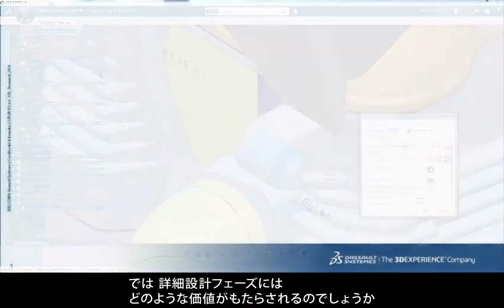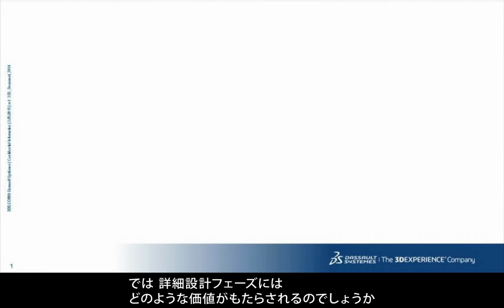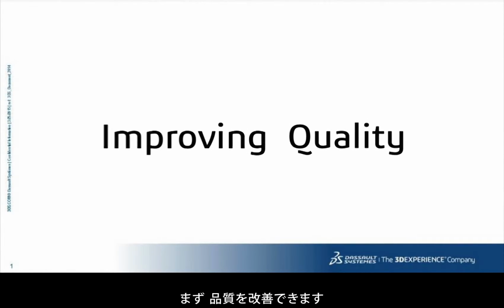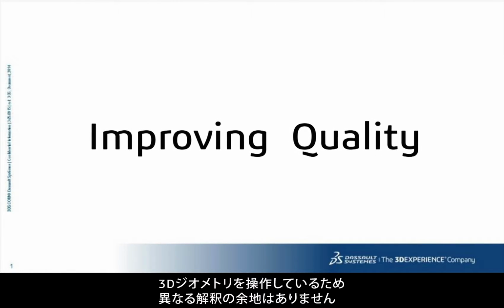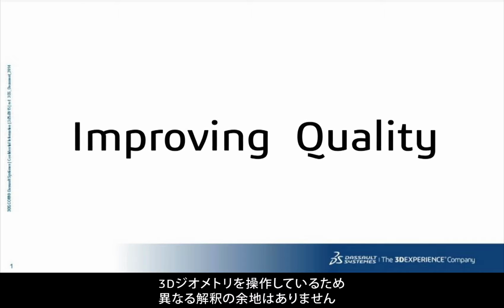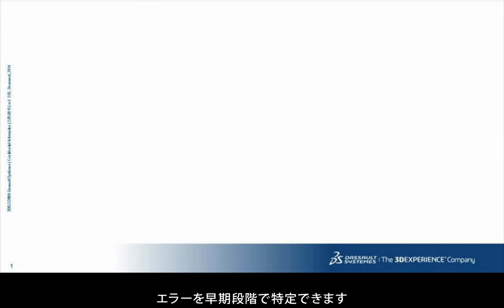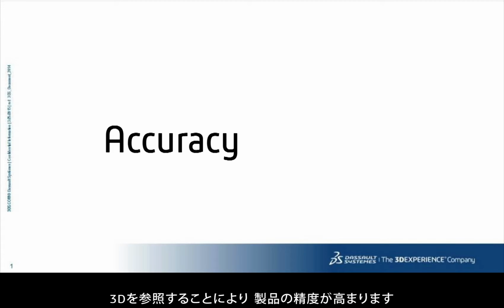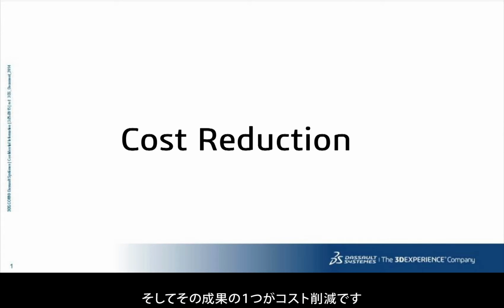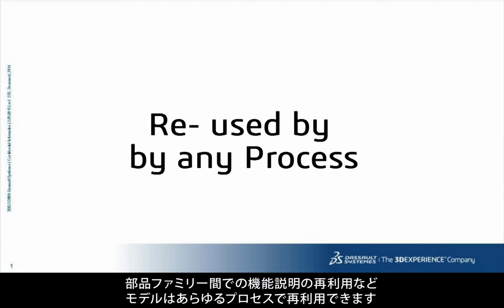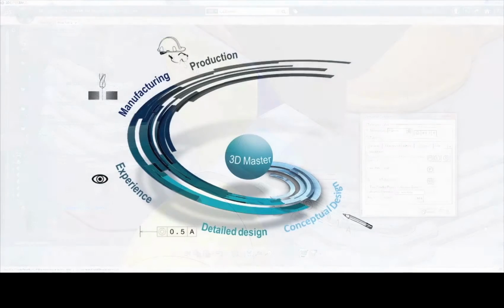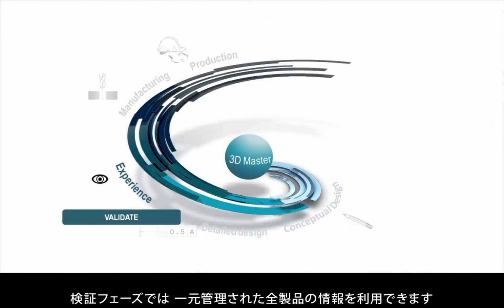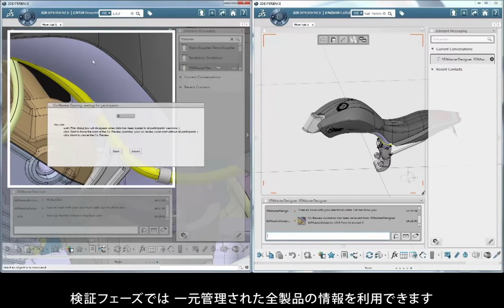So what value are we bringing to the detailed design phase? First, we're improving the quality. We are working on 3D geometry, and there is no misinterpretation. Errors are identified early. Product accuracy is improved due to the 3D access. And one of the impacts of that is cost reduction. The model can be reused by any process, including reuse of the functional description among part families. In the validation phase, there is now a single source of all product information.